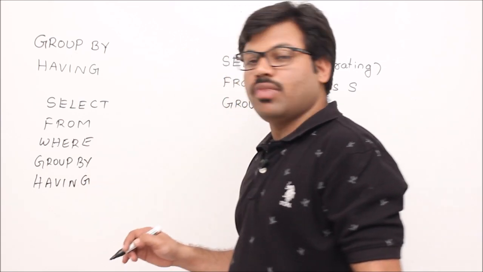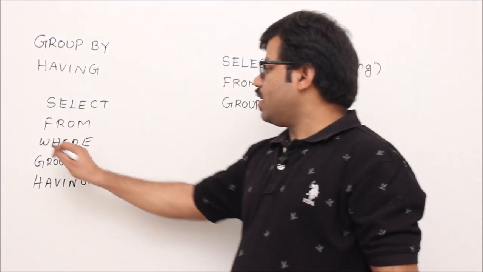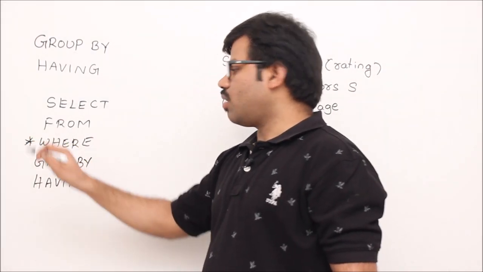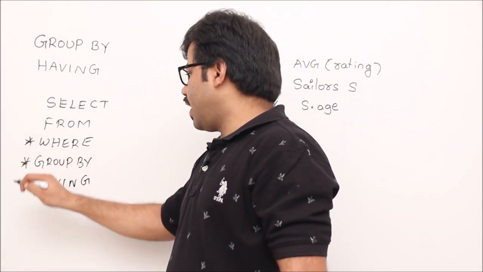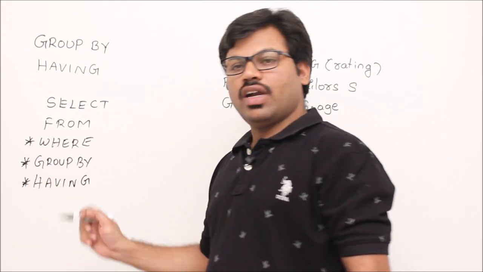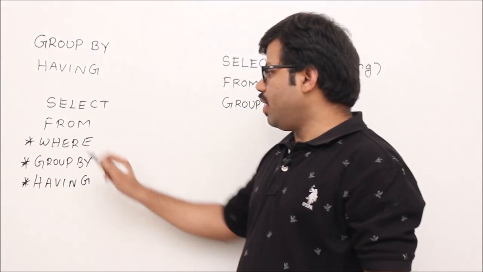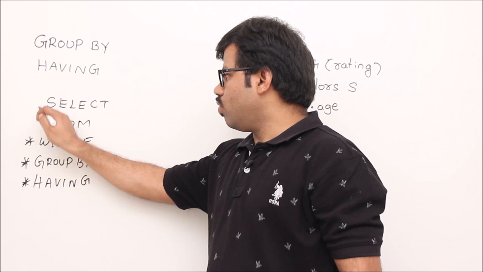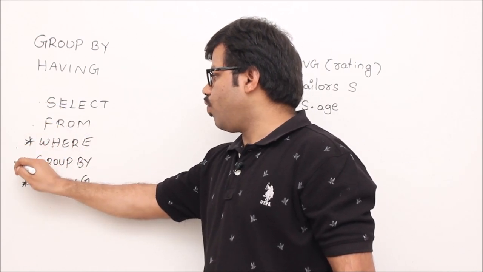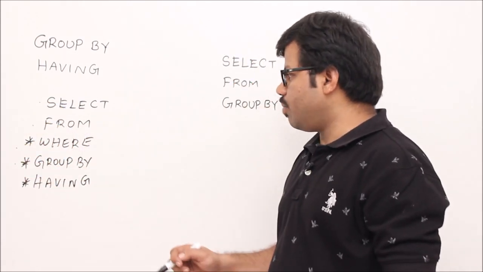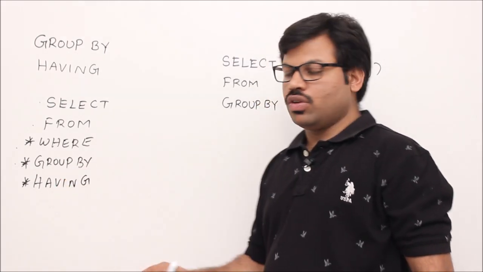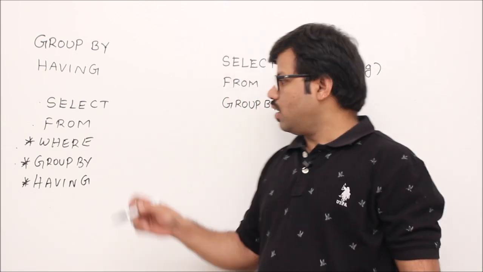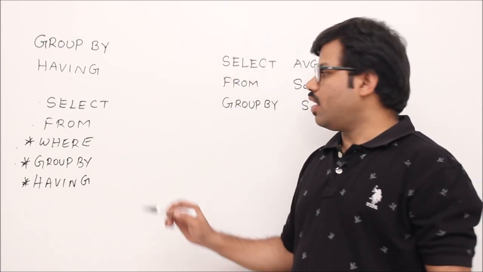So here I will tell you some optional things. Where is not compulsory. Let me put a star mark, that means not compulsory. Group by is not compulsory and having is not compulsory. If you want to write them, the order will be like this. So 1, 2, 3, 4, 5. Some students ask me this one: Sir, after group by can I write where again? No. If you want to write the where clause, it should be before group by. So the order is like this.